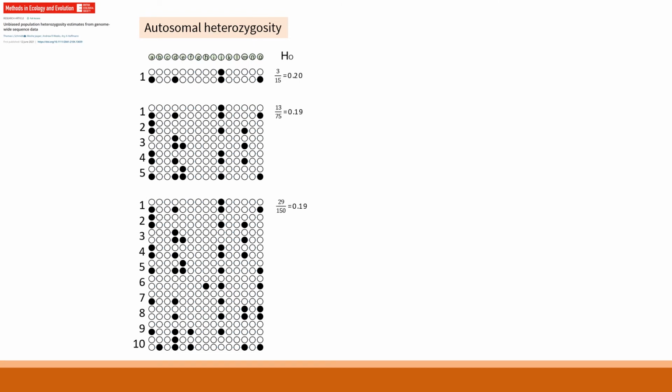If multiple genomes are analyzed, these estimates can simply be averaged. Here, sequencing 5 individuals or 10 individuals from the same population provides similar heterozygosity estimates that are based on the same proportion of heterozygous sites.